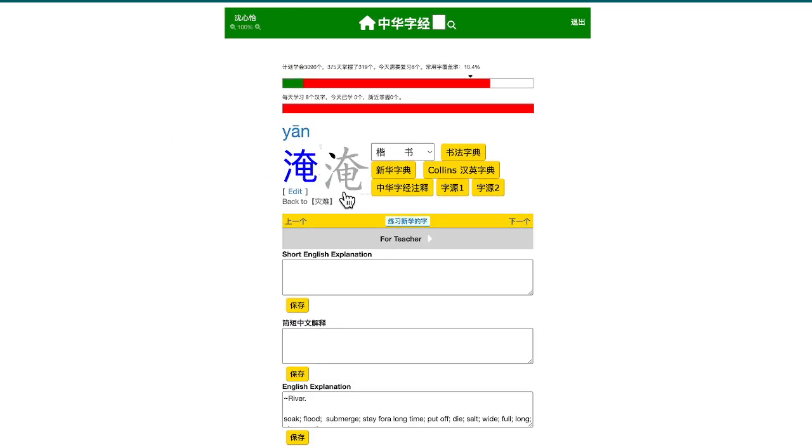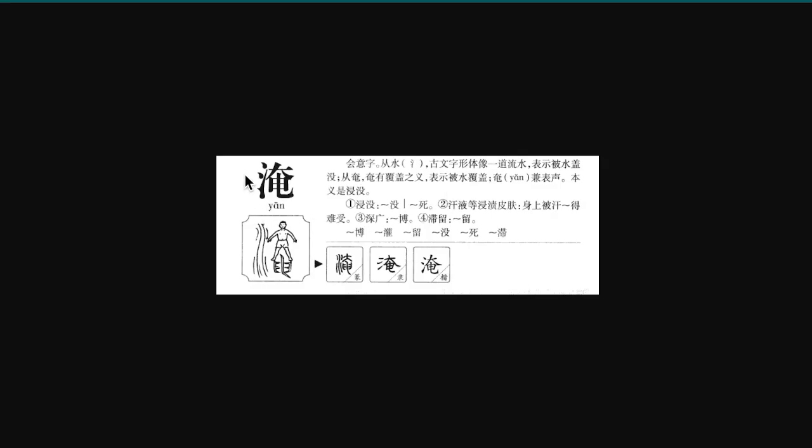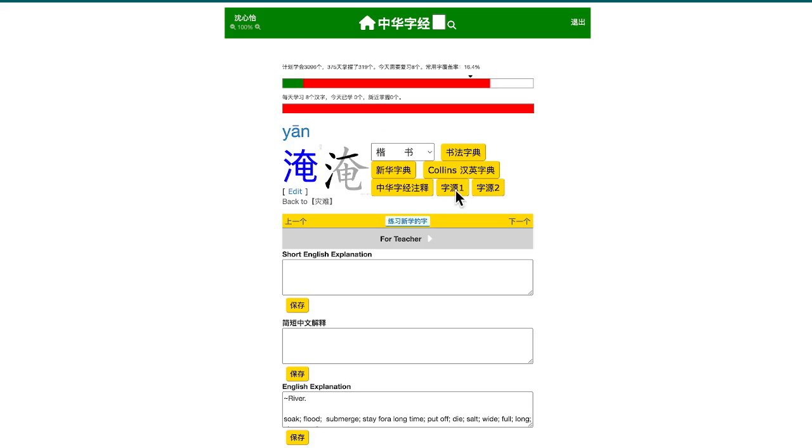Next one, yan. Now yan means submerge or soak, soak in water, in liquid. This one goes with the water radical, and the character yan is on the right. Now yan has the meaning of cover. Put them together, basically cover with water, which means being submerged under the water. Okay, so this is yan.